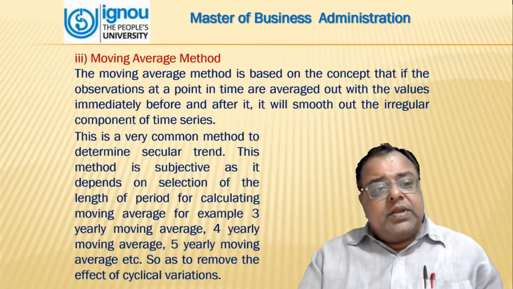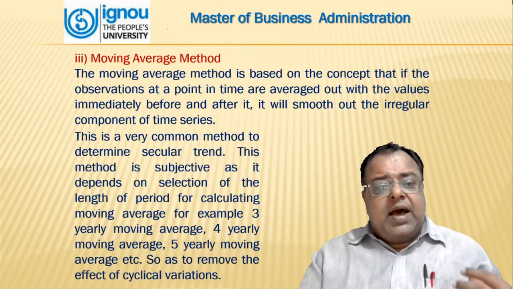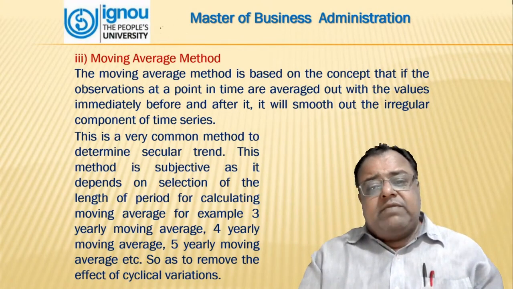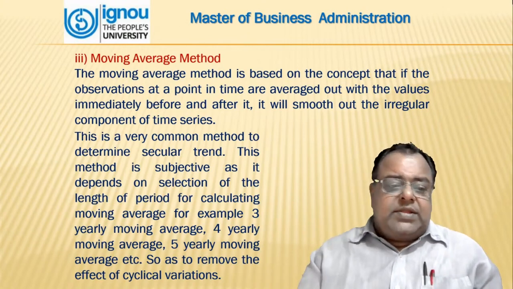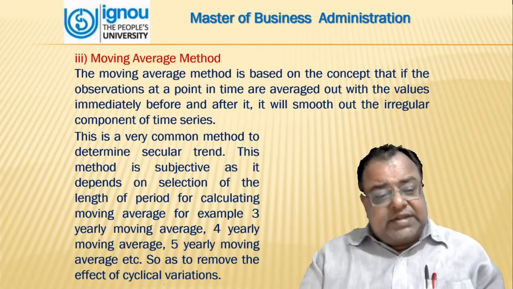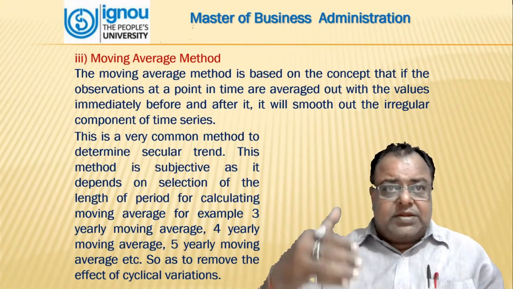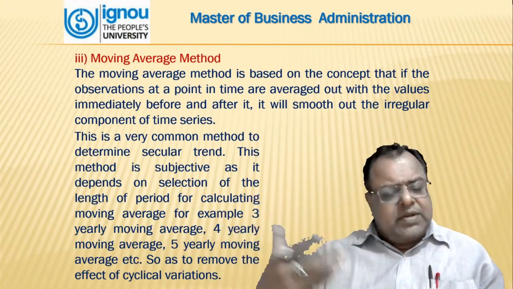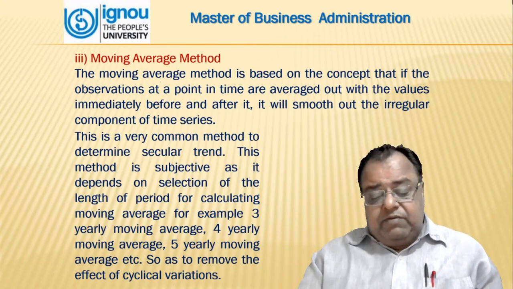Moving average method. This moving average method is based on the concept that if the observations of a point in time are averaged out with the values immediately before and after it, it will smooth out the irregular components of the time series. This is a very common method to determine secular trend. This method is subjective as it depends on the selection of the length of period for calculating the moving averages, for example, 3 years moving average or 4 years moving average and so on, so as to remove the effect of cyclic variations.